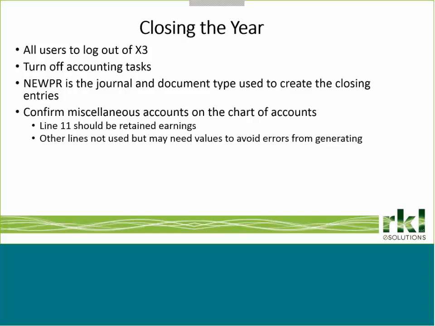And you might want to confirm the miscellaneous accounts on the chart of accounts, just to make sure that you're going to post to the right retained earnings account, and just to make sure you don't get any errors when you're trying to close out the year. There are other lines on the miscellaneous tab on the chart of accounts that aren't necessarily used in the journal entries that are being created to close out the year, but you may get an error and prevent the year from closing. So if you get an error saying you need an account, just go to the chart of accounts and fill in that tab.